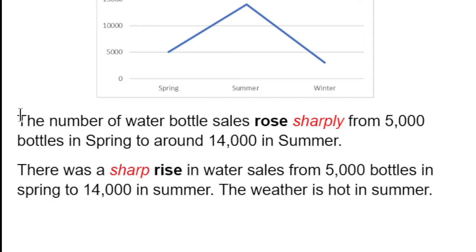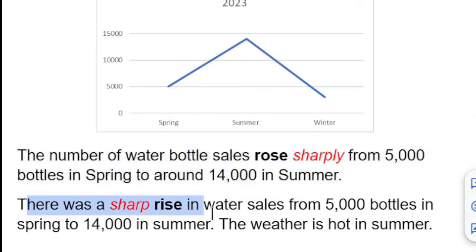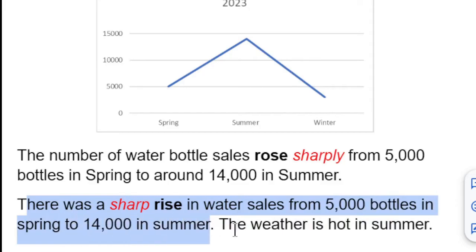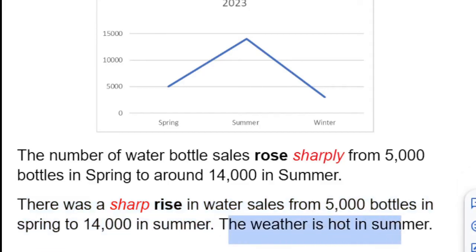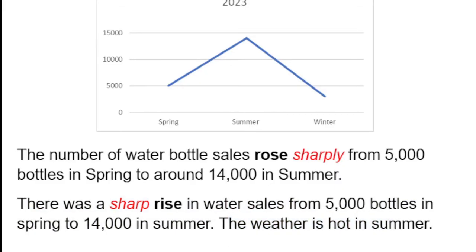Let's read that again. The number of water bottle sales rose sharply from 5,000 bottles in spring to around 14,000 in summer. You can also say there was a sharp rise in water sales from 5,000 bottles in the spring to 14,000 in the summer. The weather is hot in summer. You should use both of these sentence forms in your writing.